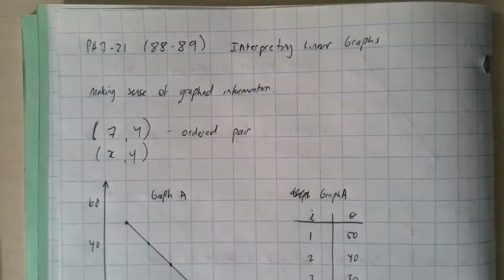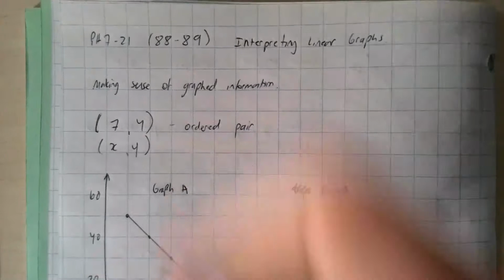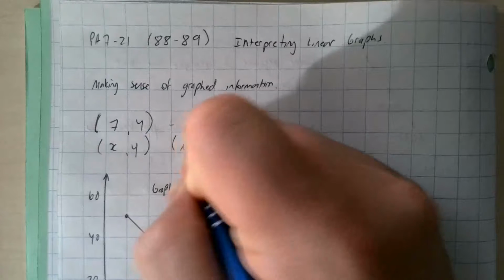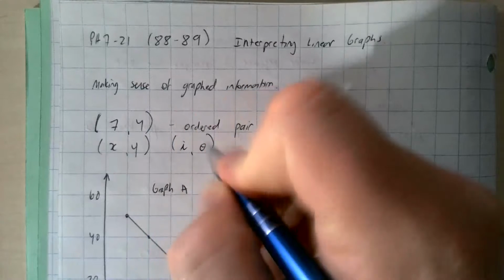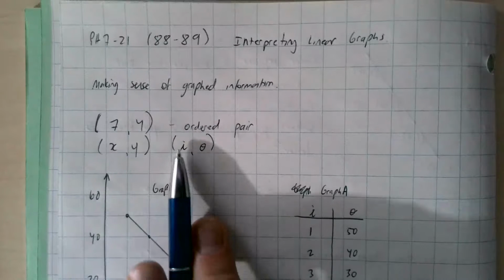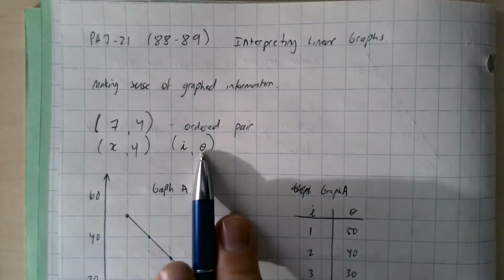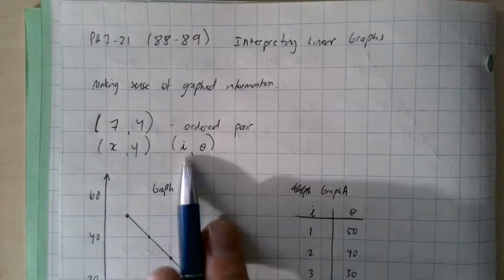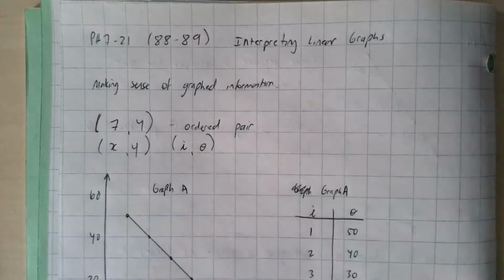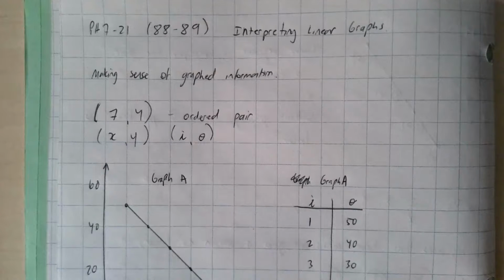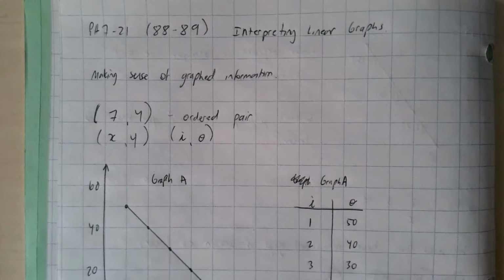An ordered pair is written with the first number always representing x and the second number always representing y. You can also write this down as input and output. Input is the number that we put into the equation. Output is the result of putting that number in the equation. So we're trying to make sense of how to recognize and understand linear graphs and gather information from them, because it's a very useful way to provide information.